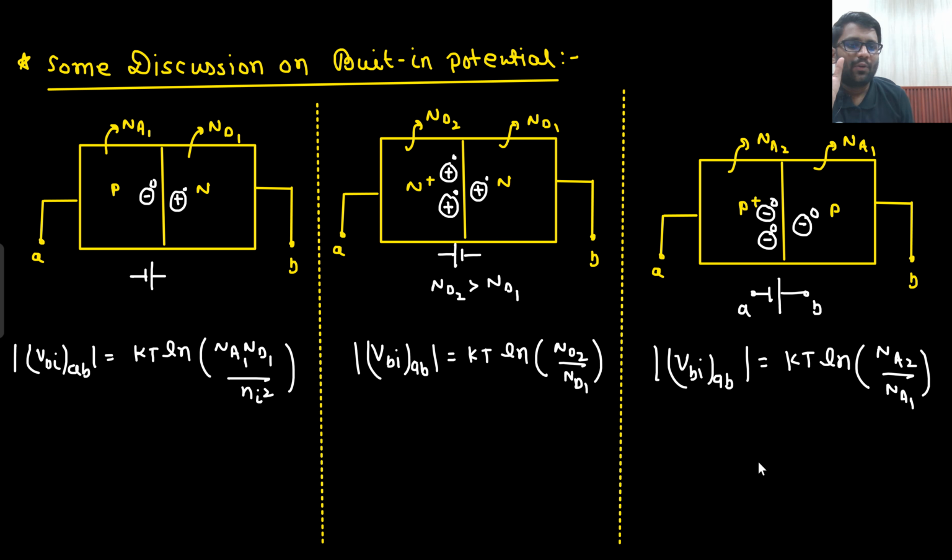So in all the scenarios, what was the scenario? That semiconductor was there. One side you did the doping of P side and then one side you did the doping of N type. Then here you did the doping of N plus, here you did the doping of N. Here you did the doping of donor concentration but more amount. Here you did the doping of acceptor concentration in less amount.